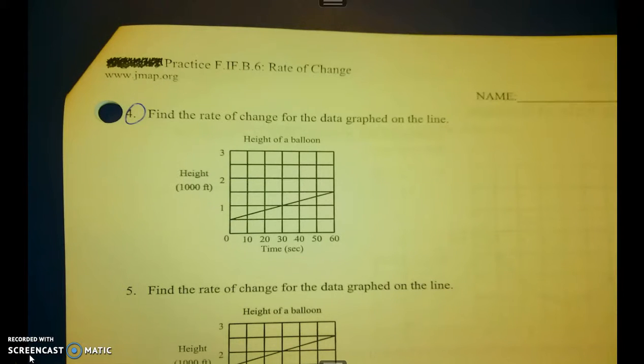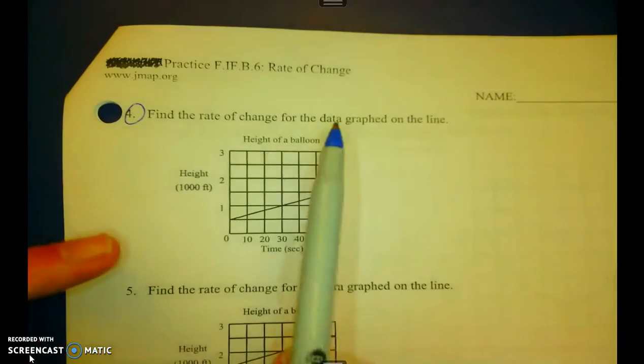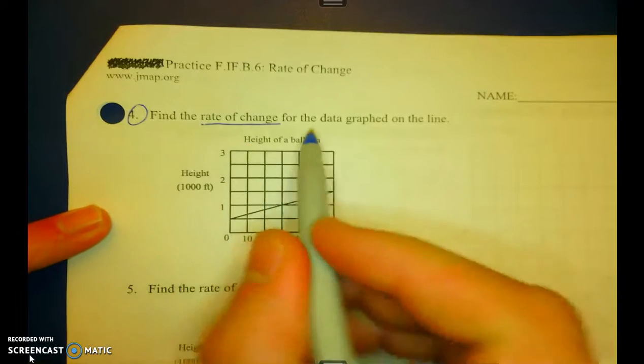Alright, so in this video I'm going to do 2 or 3 problems where I'm going to find the rate of change. The first one's going to be the rate of change of a linear function, and the second two are going to be rates of change when it's a nonlinear function. So I'm looking at number 4 here, and we have find the rate of change for the data graphed on the line, and the data is for the height of a balloon.